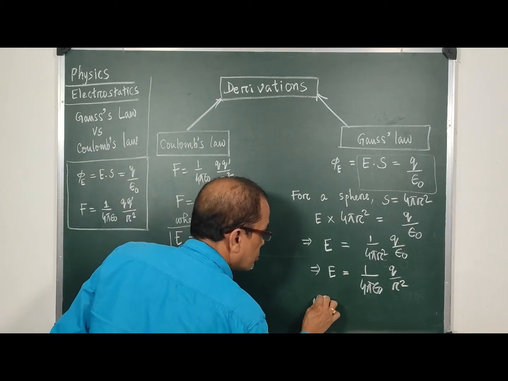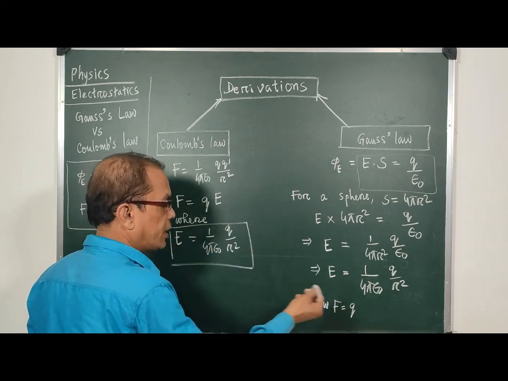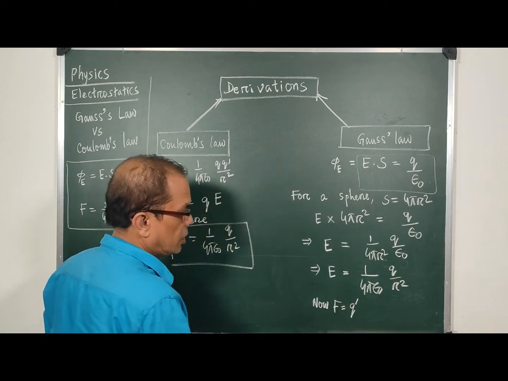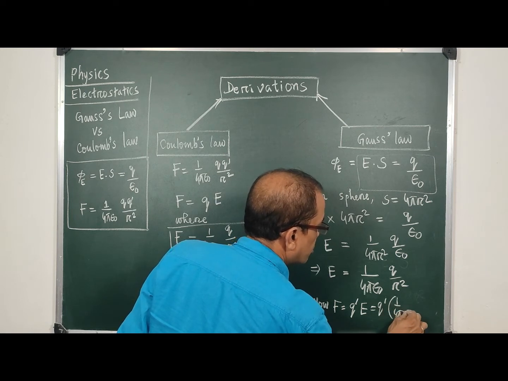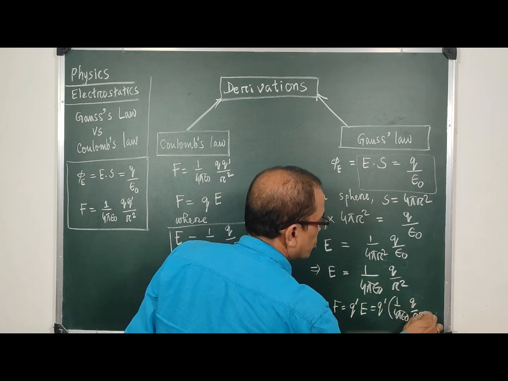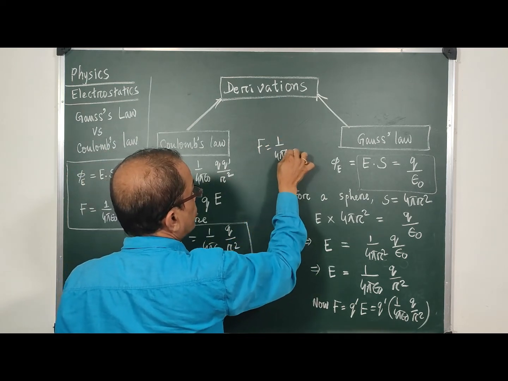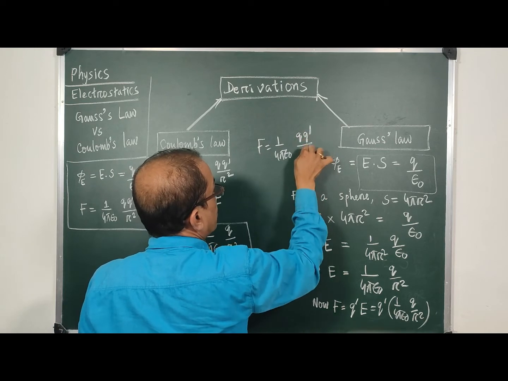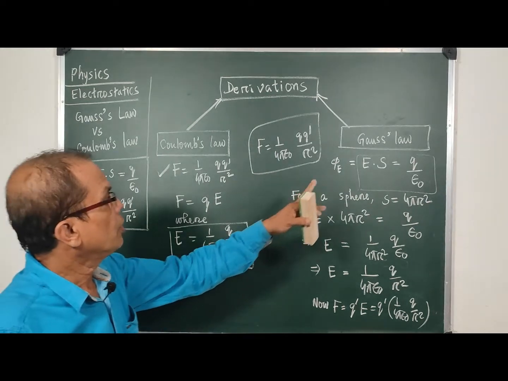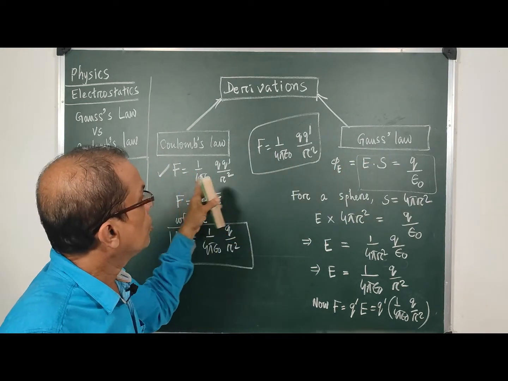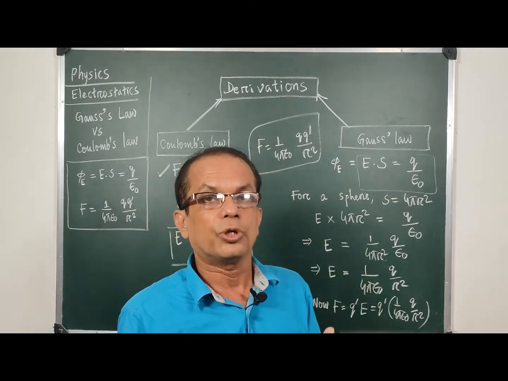So now let us find F. F will be qE. So take q dash, for a charge q dash, F will be q dash into E. So q dash into 1 upon 4 pi epsilon 0 q by r square. So how much do we get? We get F is equal to 1 upon 4 pi epsilon 0 q q dash by r square, and this is Coulomb's law, this one. So this way we are reaching Coulomb's law from Gauss law. Note it clearly. Let us go for the other way around.